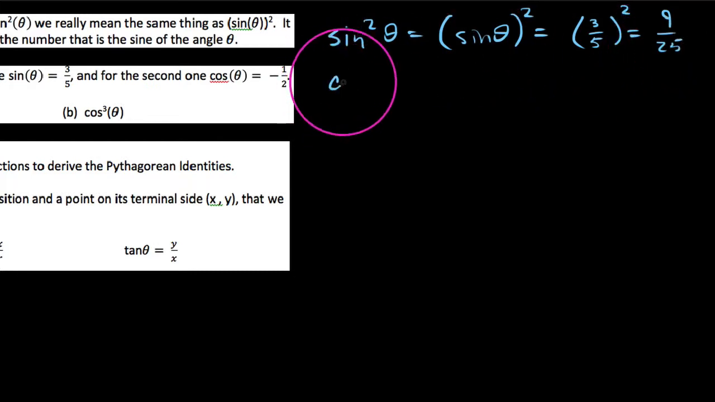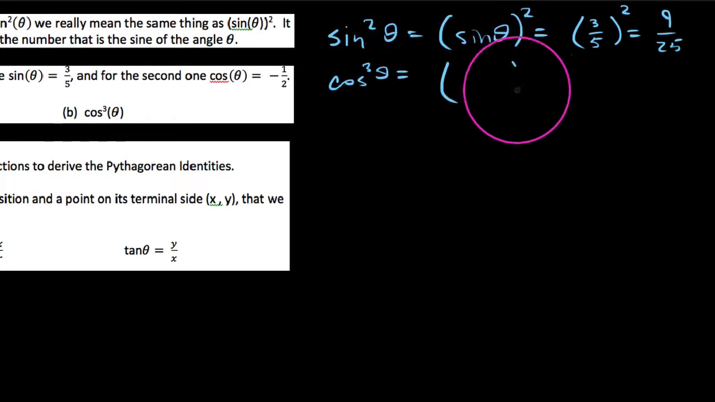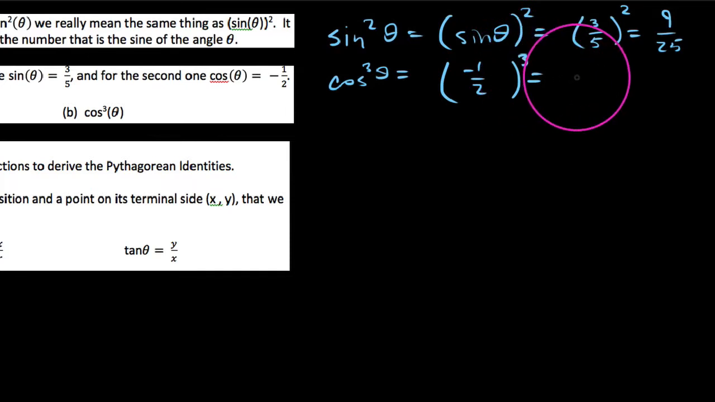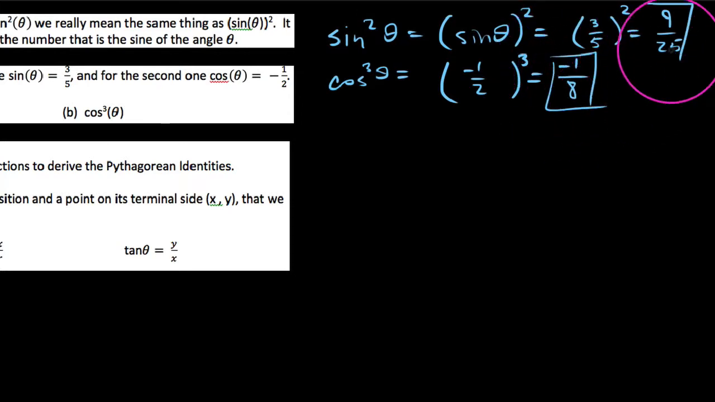The next one, let's go find cosine cubed of theta. In the second one, cosine of theta is -1/2. Instead of rewriting this the long way, we could just say, I realize that this means -1/2, which is the cosine of that number, then we'll cube it. If we cube the top and the bottom, -1 cubed is -1, and 2 cubed is 8, so -1/8. I just want to be clear on the notation.